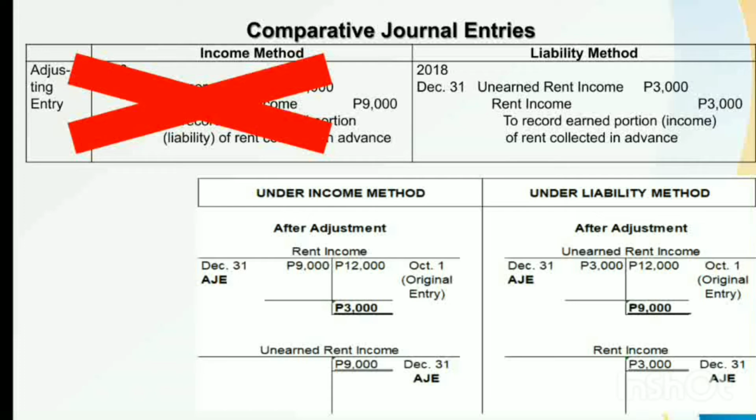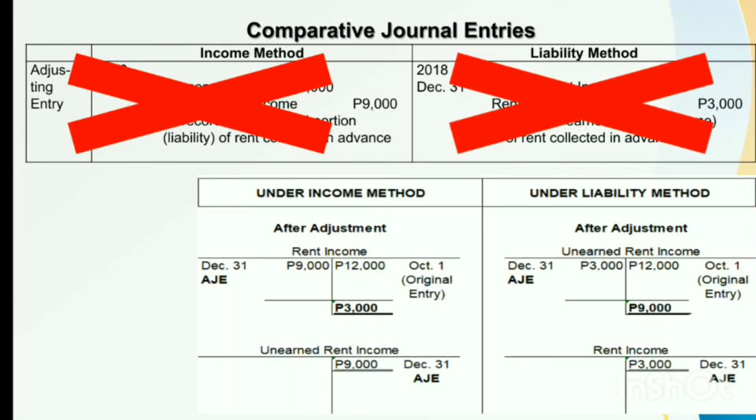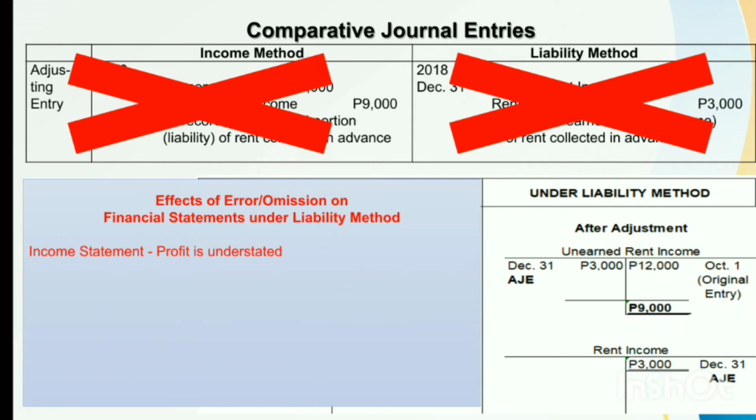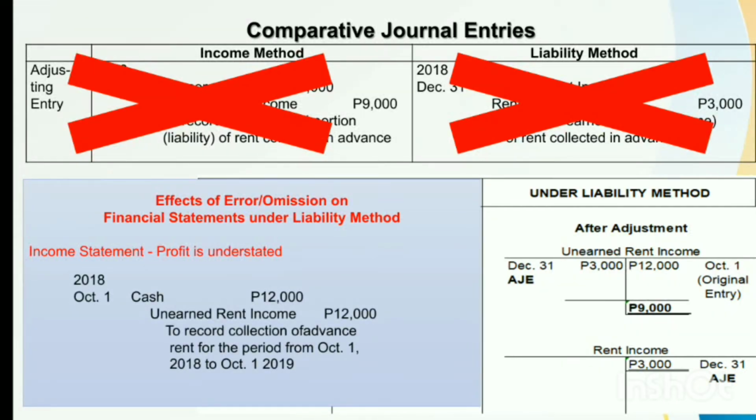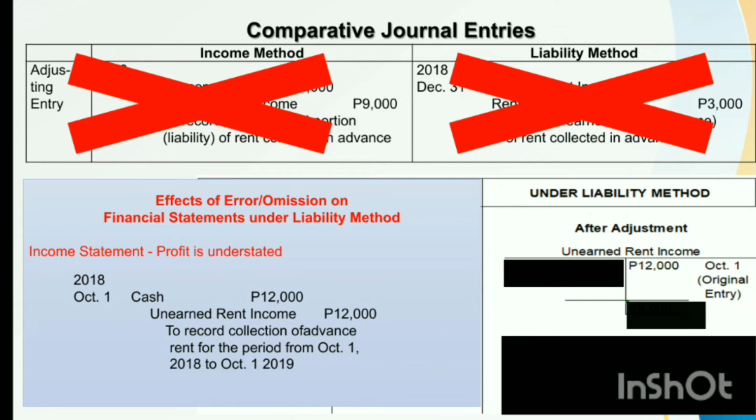For the liability method, if there is no adjusting entry made at the end of the accounting period, the profit in the income statement is understated. So question, why is it understated? What is the reason? Let's take a look at the original entry we made on October 1, 2018 under the liability method. So we have the debit, cash, 12,000 pesos, and then credit to unearned rent income, 12,000 pesos. So unearned rent income is a liability. So, if there is no adjusting entry made at the end of the accounting period, the balance of unearned rent income would still be 12,000 pesos, which is not correct.